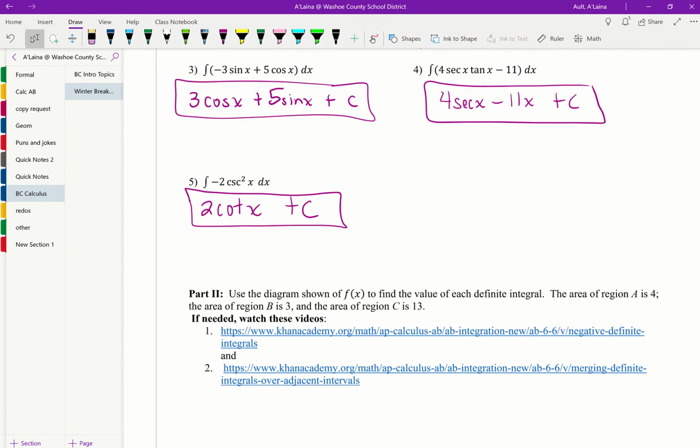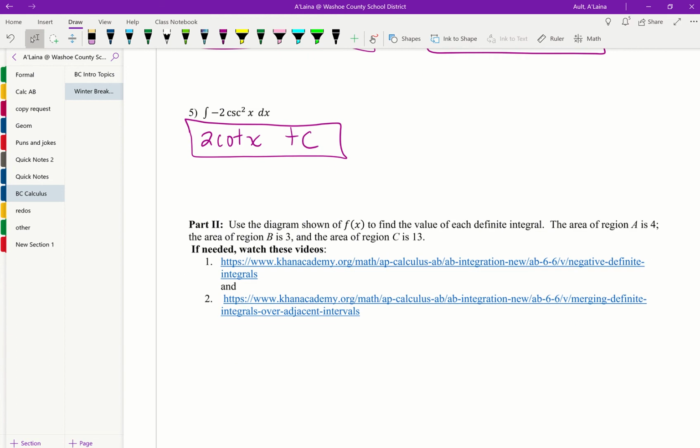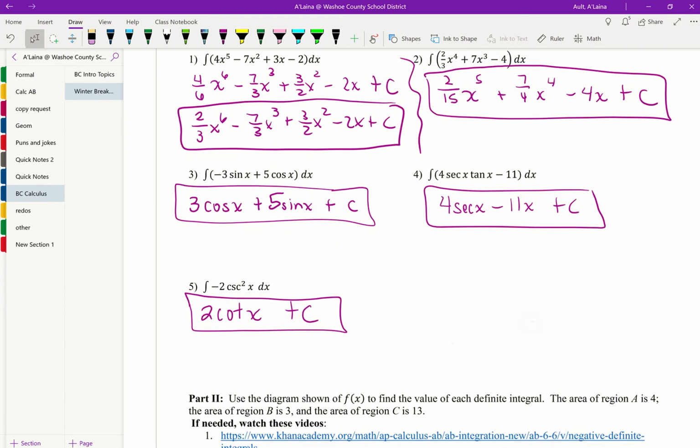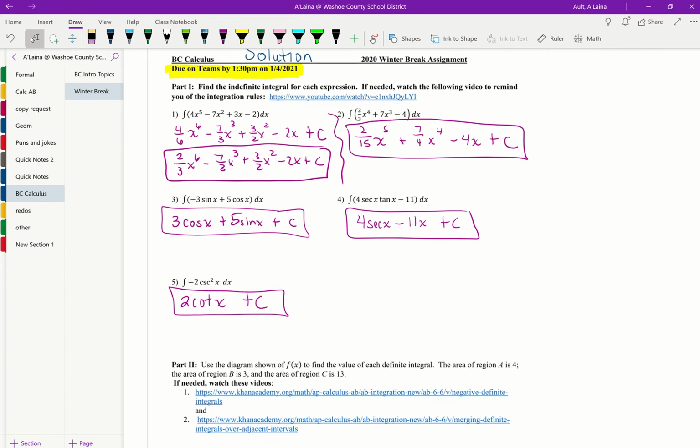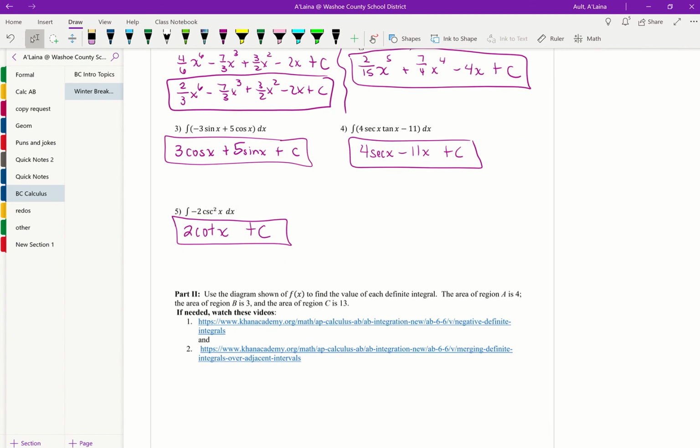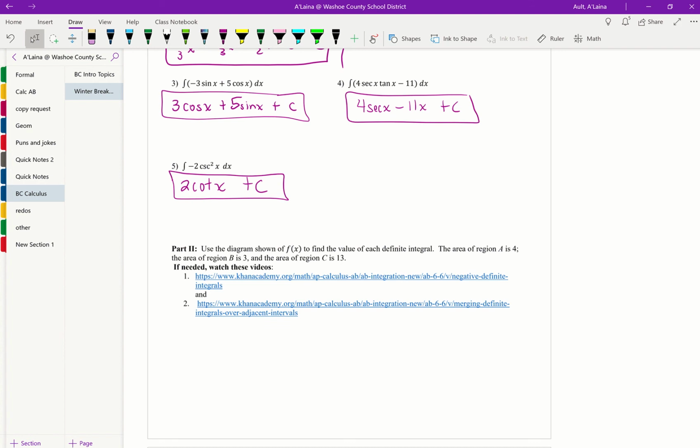All right, for these next parts, we're going to use a diagram that I spaced out, by the way, compared to your picture, just so I'd have room to show you the solutions. So we do need to add in some areas. Region A is 4, region B is 3, region C is 13. If you missed the lesson with the accumulation of areas, you will want to watch these 2 videos in here.